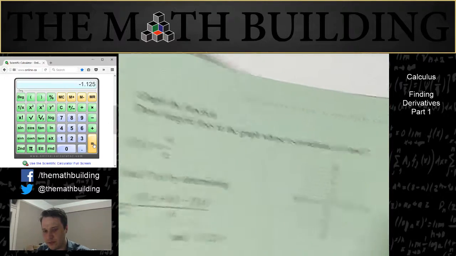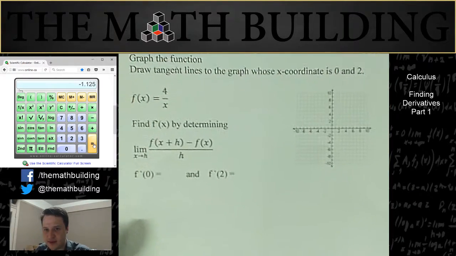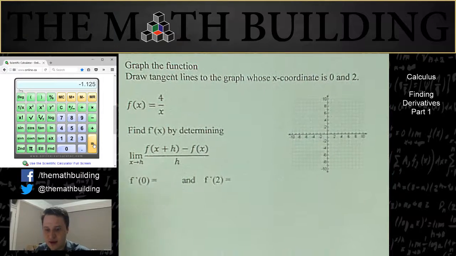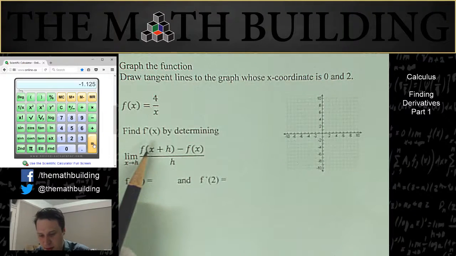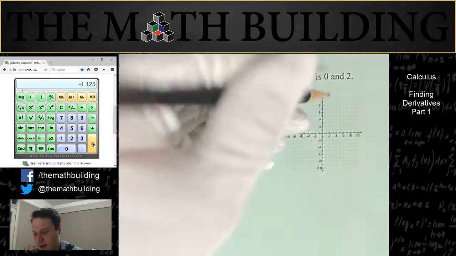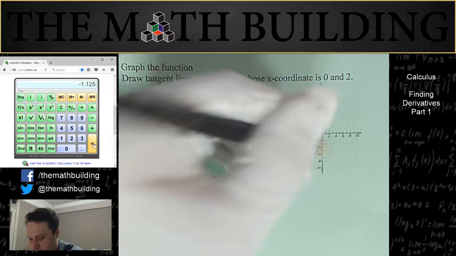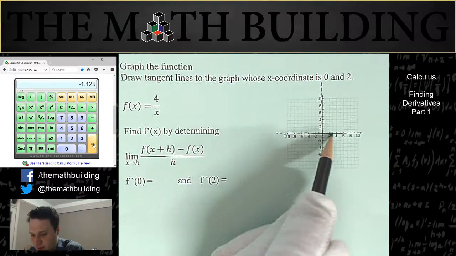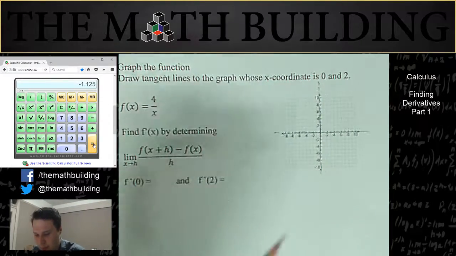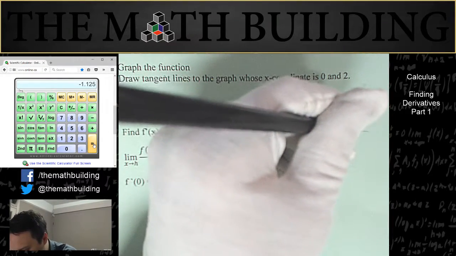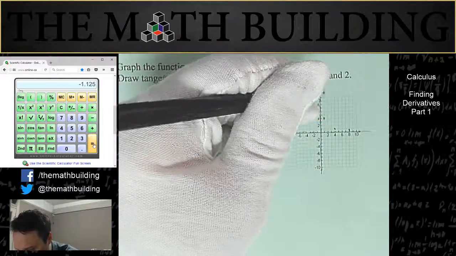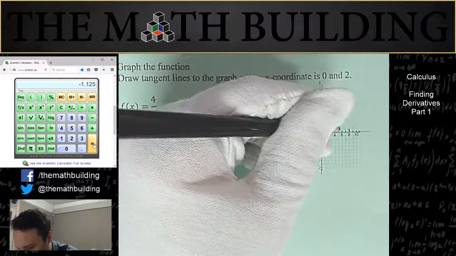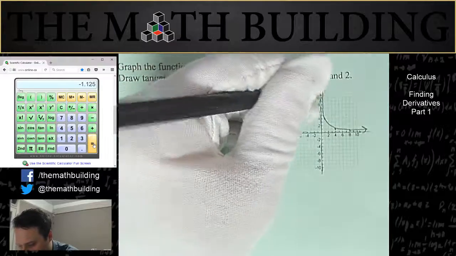Here's a new function, 4 divided by x. It's going to be a hyperbola, and they want us to find derivatives of 0 and 2. So I'm going to graph it really quick. Just by plugging in some points, I see that I'm going to have a vertical asymptote at 0 and a horizontal asymptote at 0. And if I plug in 4, I get 1. If I plug in 8, I get a half. If I plug in 1, I get 4. So I'm just plugging in points for x so I can sketch the graph a little bit.